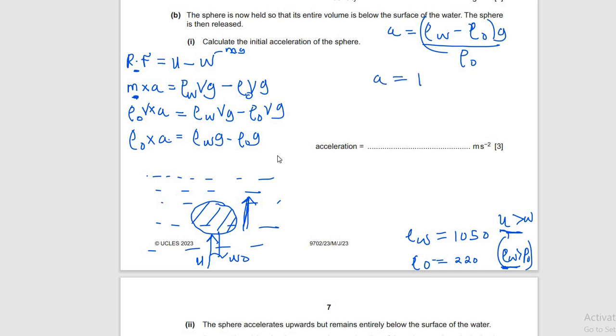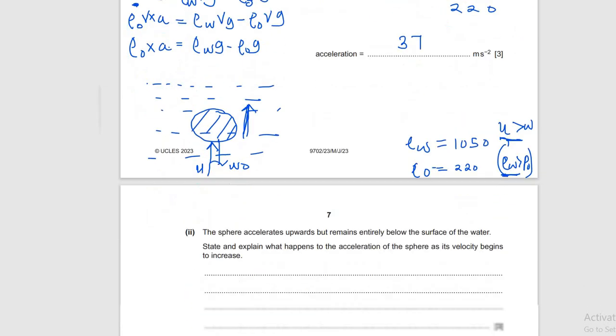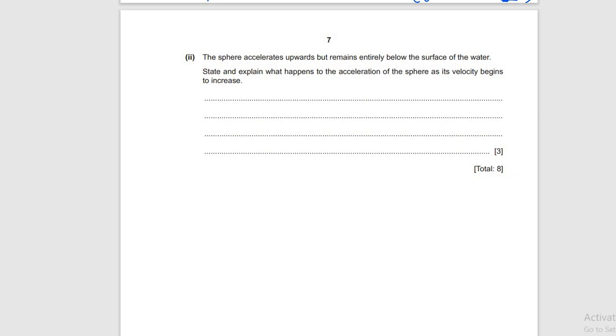So density of water is 1050, density of object is 220, multiplied by g, g is given as 10, divided by density of object 220. Using the calculator, 1050 minus 220, divided by 220, we have 37 meters per second squared. That will be the acceleration of the object. If you have any question, you can put it in the comment section. That's it. Now the next question.